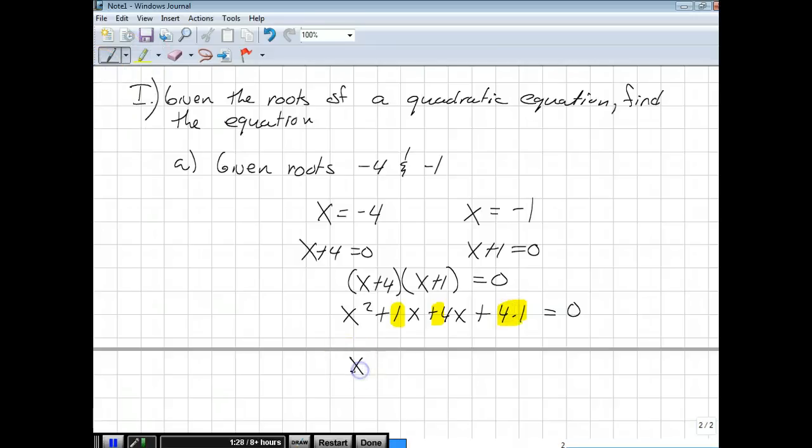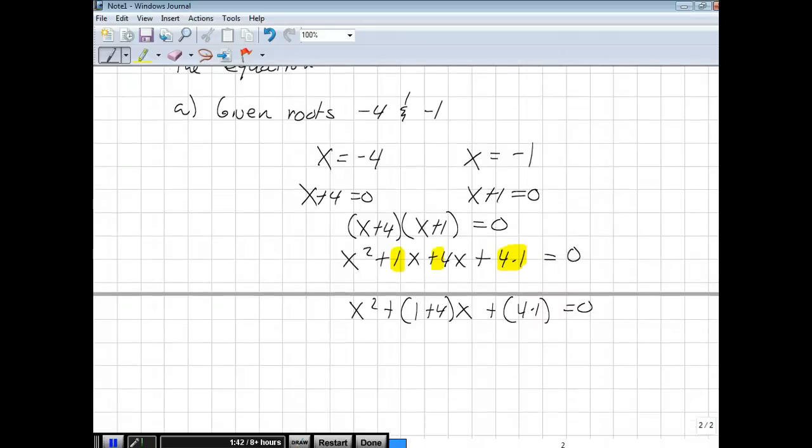Well, if I wrote it like this, okay, we would see that this number, which is really a 4, is the same thing as the two roots multiplied together. So negative 4 times negative 1 gives us a positive 4, which is exactly what this comes out to be.